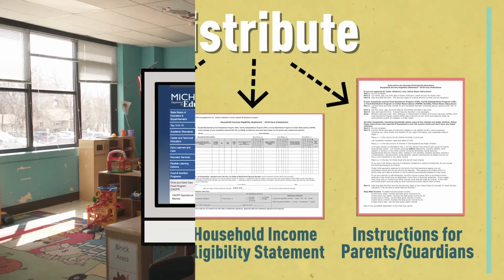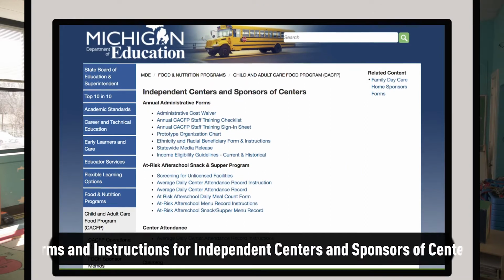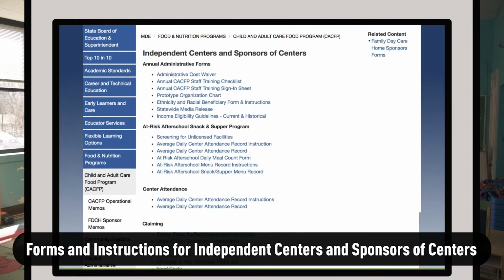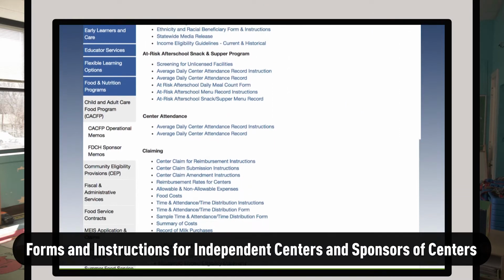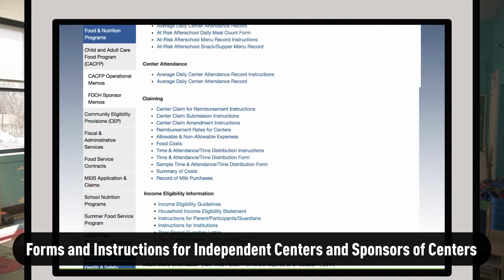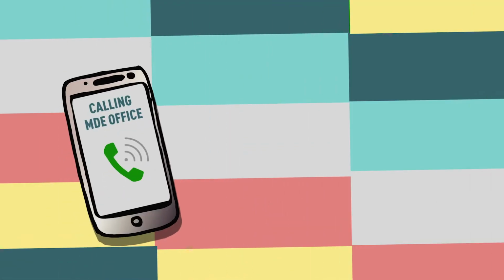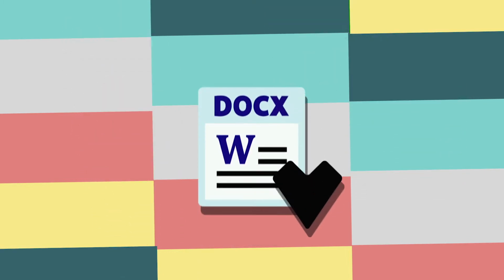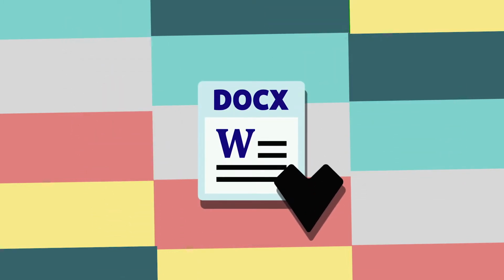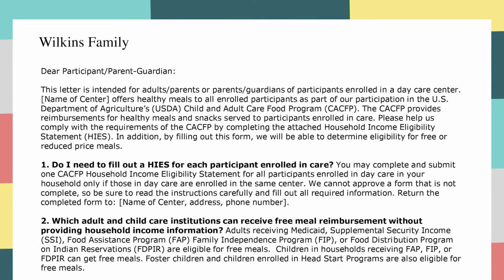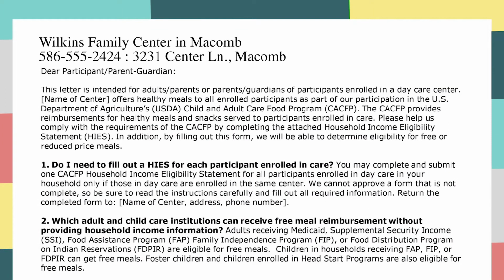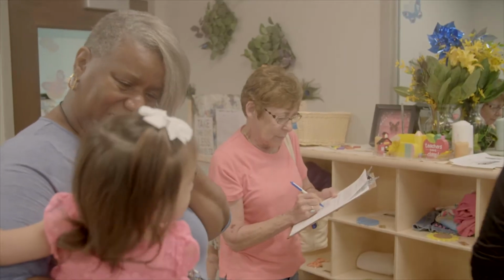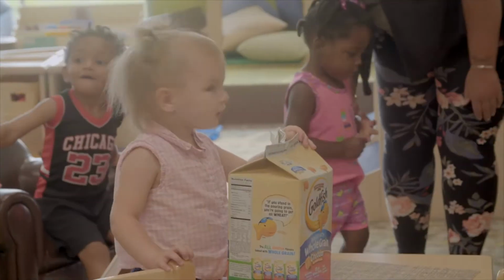You can find these forms on our MDE-CA-CFP website under Forms and Instructions for Independent Centers and Sponsors of Centers. If you reach out to the MDE office, or find the forms on the MEGS Plus application, you can download the Microsoft Word version and change these forms to have the name of your center, telephone number, and your address. One of these forms must be filled out for each household with participants in your care.